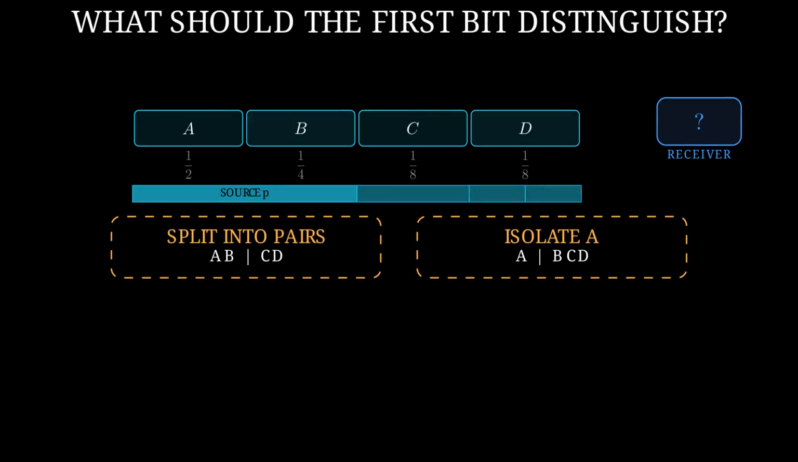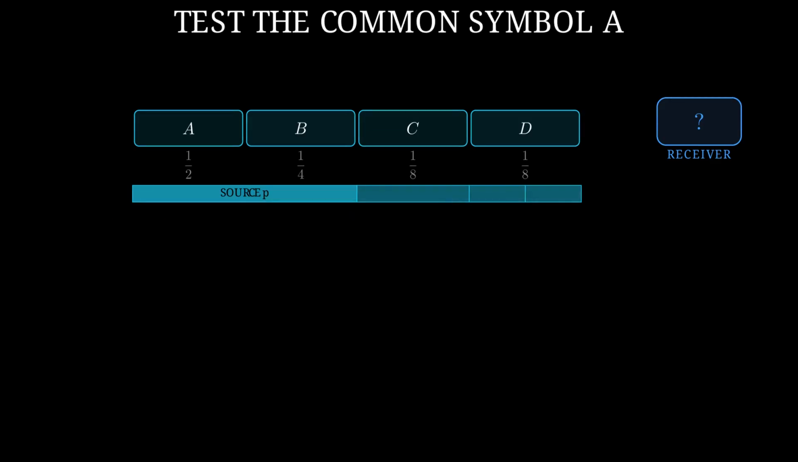Now choose what the first bit should distinguish. Should it split the labels into two pairs, or should it isolate the common symbol A? I choose two pairs. Either answer leaves two labels, so one more question finishes. That reasoning is exactly right when all four symbols are equally likely.